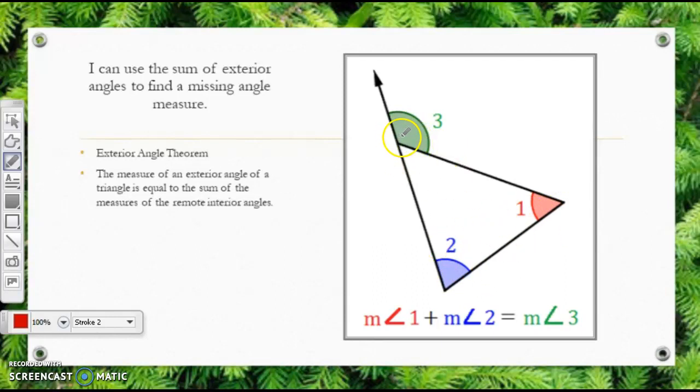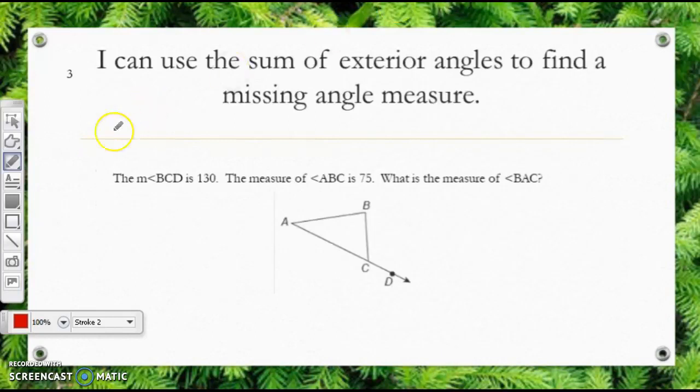equal the exterior. Now in my class, I usually just found the third missing angle of the triangle and then subtracted from 180 because those have to be supplementary since they're a linear pair. So whichever way you like to do it will get you there. But let's go ahead and check out an example.